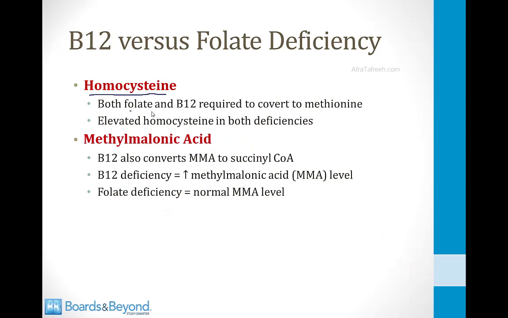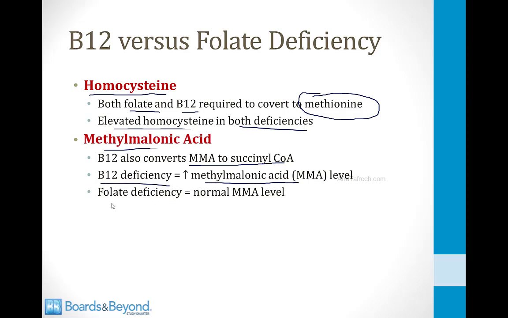For homocysteine, both folate and B12 are required to convert homocysteine to methionine. This means you will see an elevated homocysteine level in both vitamin deficiencies. For methylmalonic acid, B12 converts MMA to succinyl-CoA. So in a B12 deficiency, you see a high MMA level. In a folate deficiency, you see a normal MMA level.